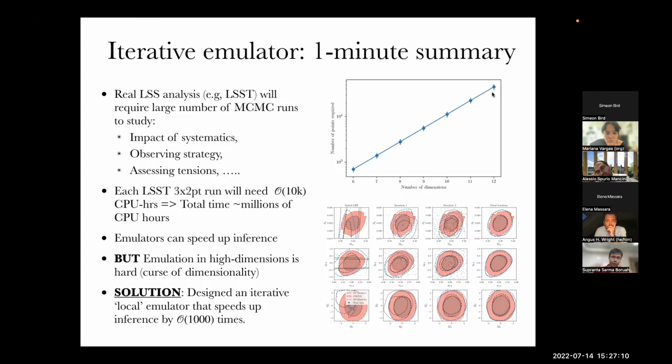However, you can solve this problem by coming up with an iterative emulator, where you start with a coarse emulator, and then you zoom into the high posterior region, because that's the only place we care about if our goal is to do cosmological constraints. So that's basically a reminder of what I did in this project. I'll be happy to answer other questions that might be there.